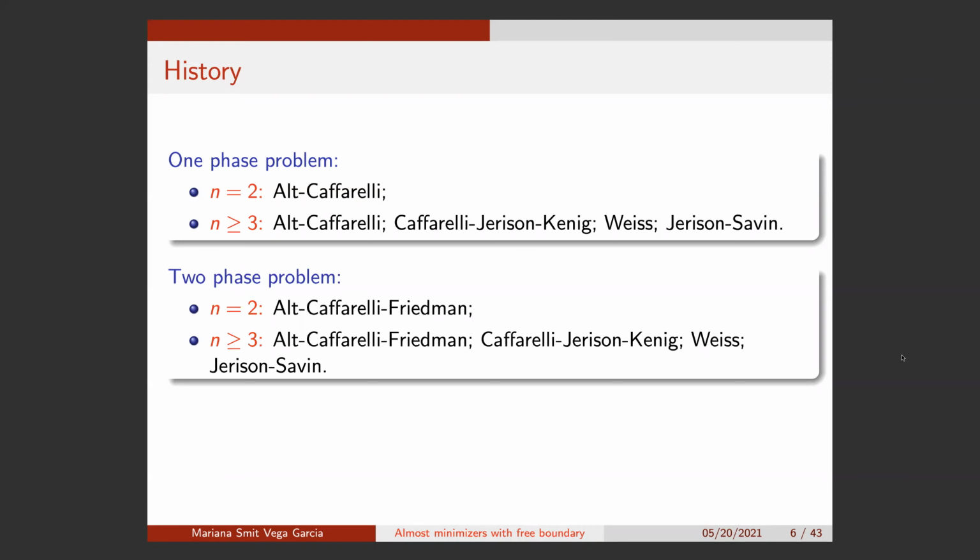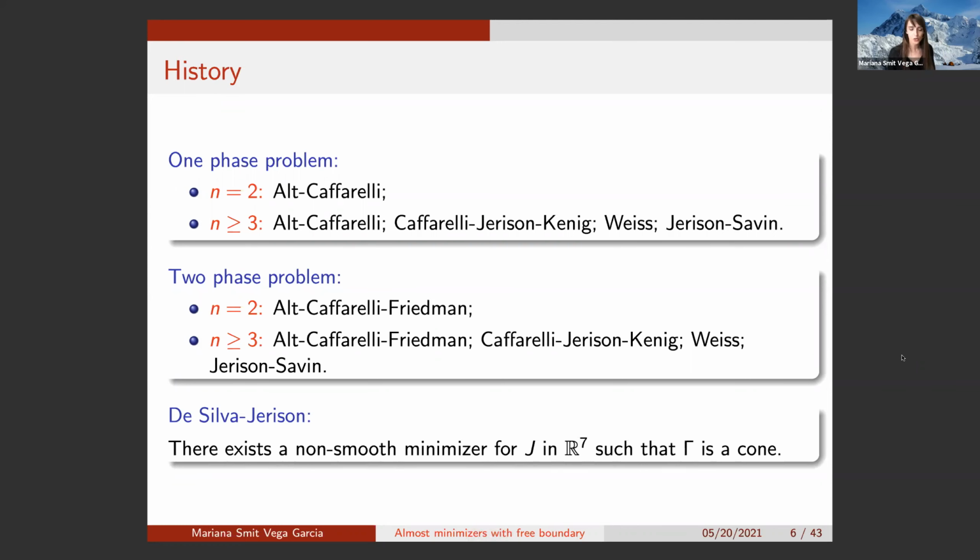And let me mention here, in dimension 3, Caffarelli, Jerison, and Kenig were able to use this Weiss monotonicity formula to show that we do not have singular points in dimension 3. Jerison and Savin were able to use that and other techniques to show that in dimension 4, we do not have singular points. And then there is this very interesting result by De Silva and Jerison that shows that there exists a non-smooth minimizer for our two-phase energy in R^7, for which the free boundary is a cone. That is to say, we do have singular points. So those might happen for dimension 7 or more.